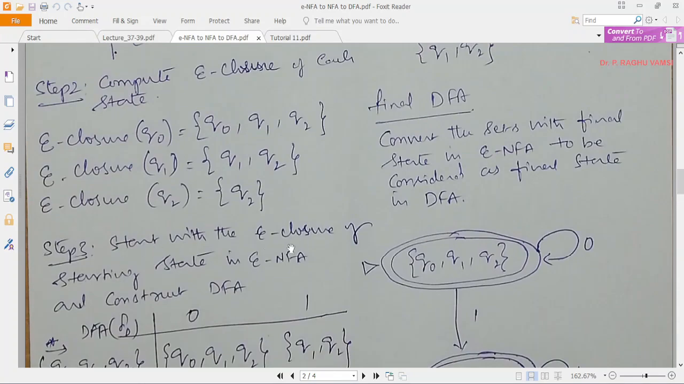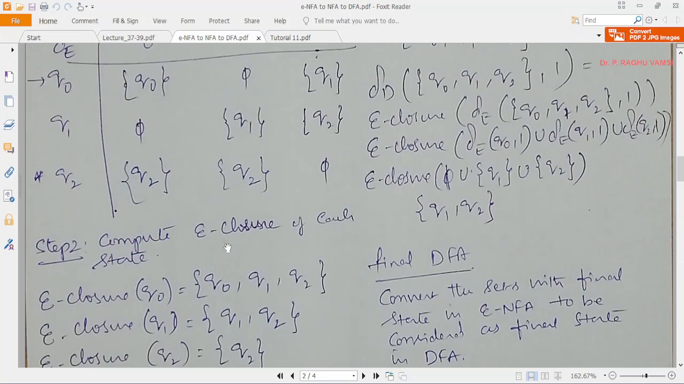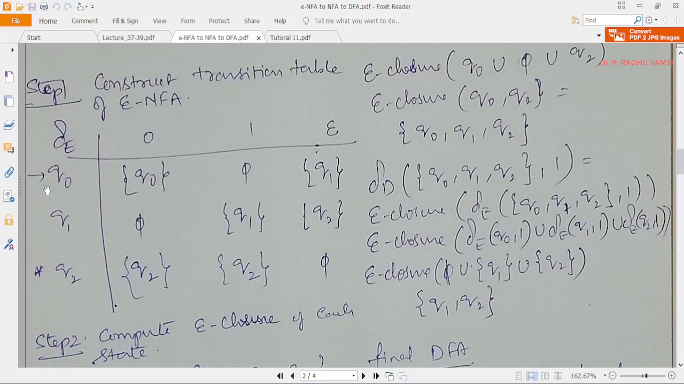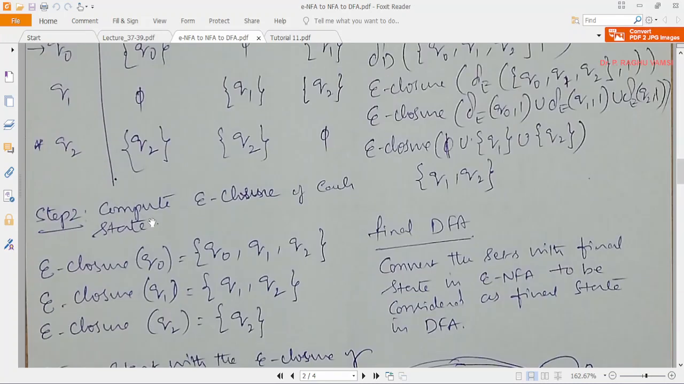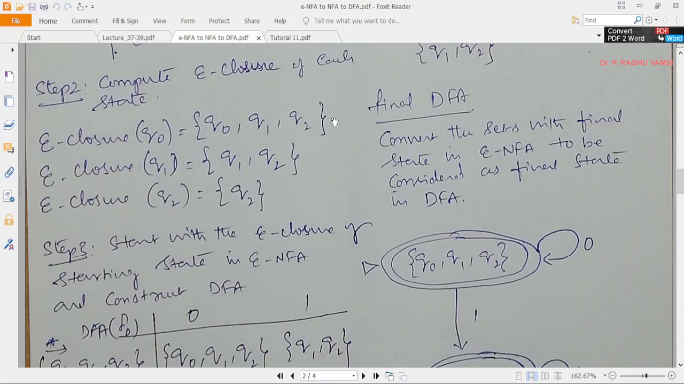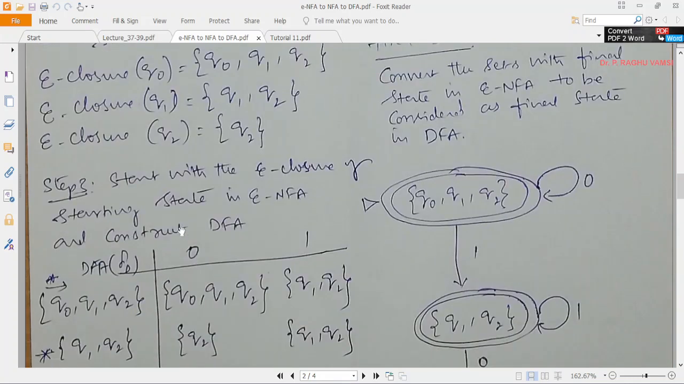Step 3 is to start with the epsilon closure of the starting state in the epsilon-NFA and construct the DFA. What is the starting state? Q0. What is the epsilon closure of Q0? It is Q0, Q1, Q2. Take it as the starting state and construct the DFA. So now we are going to form the transition table for the DFA, which we will call δD.